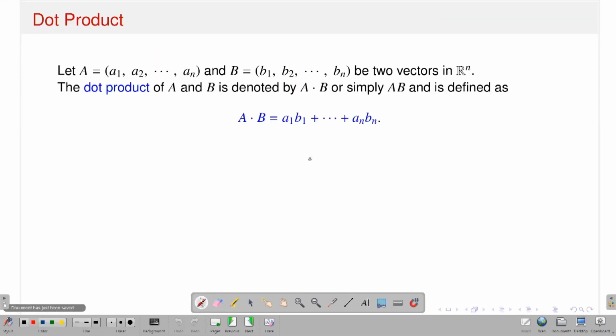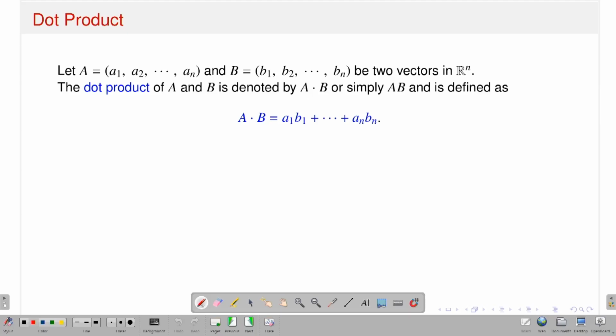Next, we want to define a multiplication operation between vectors, a product operation. The first one we define is called the dot product. Let A equal A1, A2, up to An, and B equal B1, B2, up to Bn, be two vectors in Rn. Then the dot product between A and B is denoted by A dot B, or simply AB, and is defined by A dot B equal to A1 B1 plus A2 B2 plus up to An Bn.